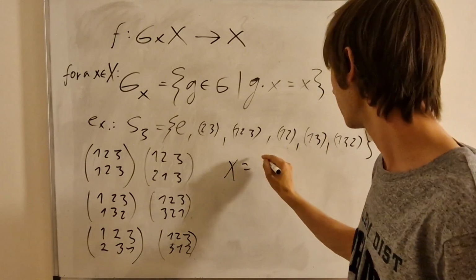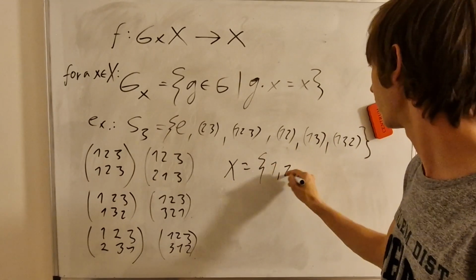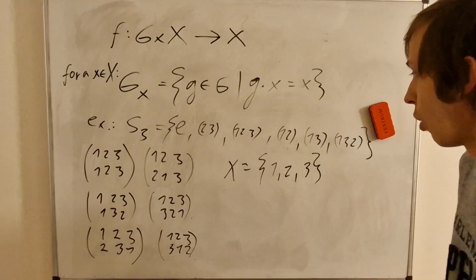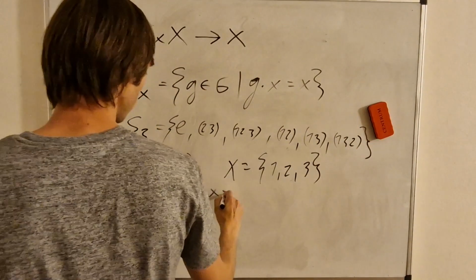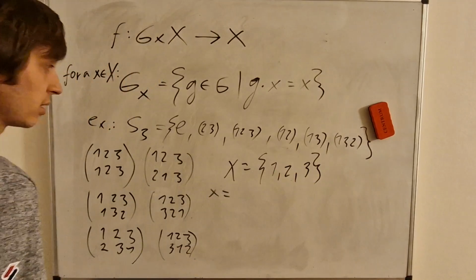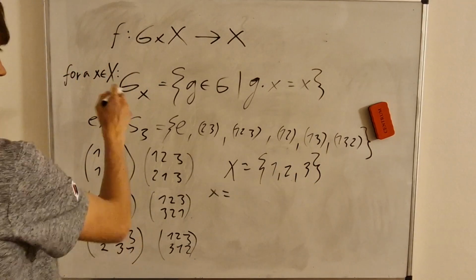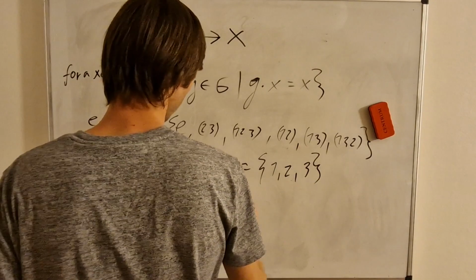I mean, it can be the numbers themselves. So 1, 2, 3. Let's say that's the set X on which the group will act. So now let's say I choose x to be... It can be either of these 3, any of these 3. So let's say I will choose number 1.